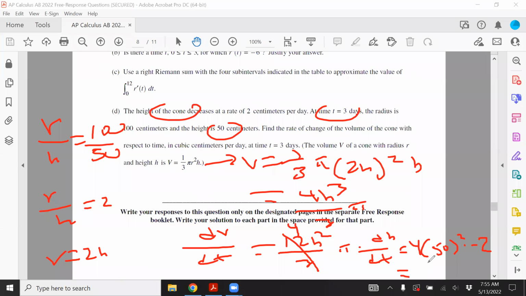If you work that out, you could leave it like that, that's fine, but 2,500 times 4 is 10,000, so you should get negative 20,000. And there's a pi, don't forget about that. Negative 20,000 pi cubic centimeters per day. You should state the units also. That's how the volume changes. And so that would be that one there.